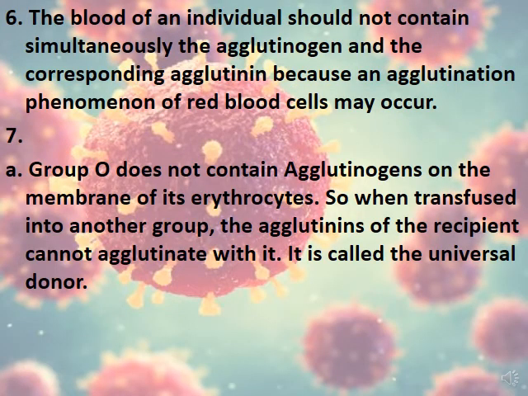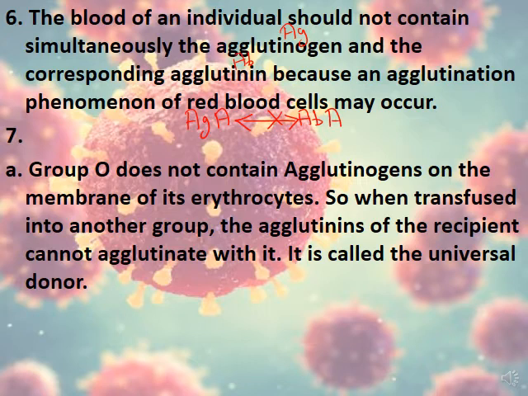So here in part 6, they said the blood of individuals should not contain simultaneously, meaning at the same time, the agglutinogen, meaning the antigen, and the antibody. Why? Because if we have, let's say, antigen A in blood group A, and we have the same antibody, antibody A, they will attack each other. So antibody A will attack antigen A and agglutination will occur. That's why the antigen and its corresponding antibody should not occur together.